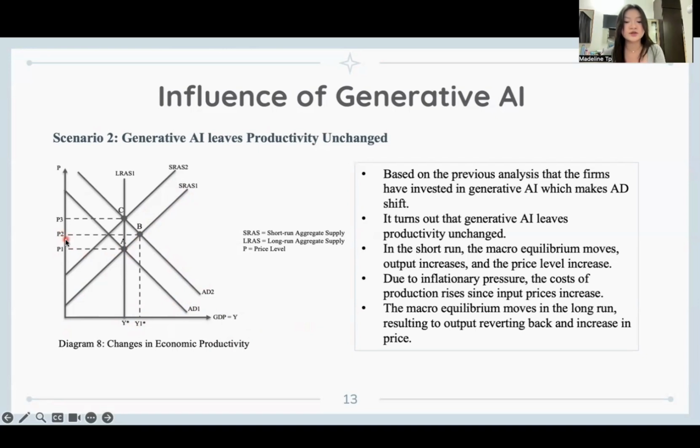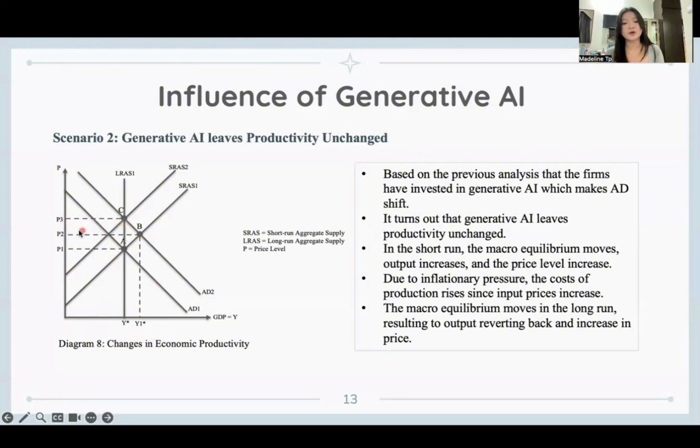However, due to inflationary pressures, the cost of production rises. Since input prices increase, SRAS1 will shift to SRAS2. Consequently, the macroequilibrium will now move from point B over here to point C. And the output will be reverted back from Y1 star to Y star over here, and the price will increase to P3.